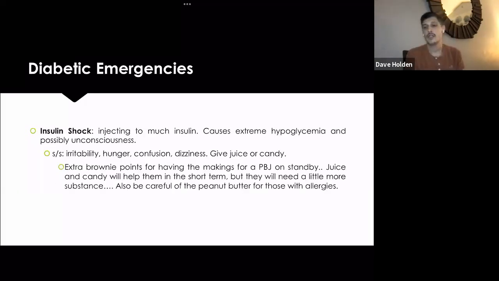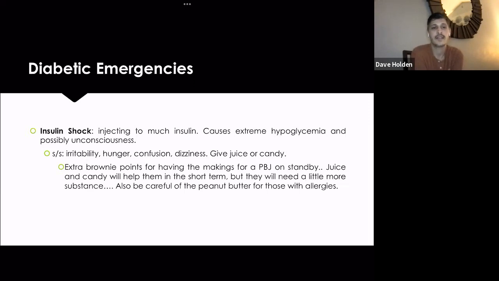Okay, so someone's having a diabetic emergency. My advice is to get them to the hospital so they can be injected with insulin, because if you inject them with too much insulin, then you can send them into insulin shock. This causes extreme low blood sugar and possibly unconsciousness. They will pass into kind of a low-grade coma.